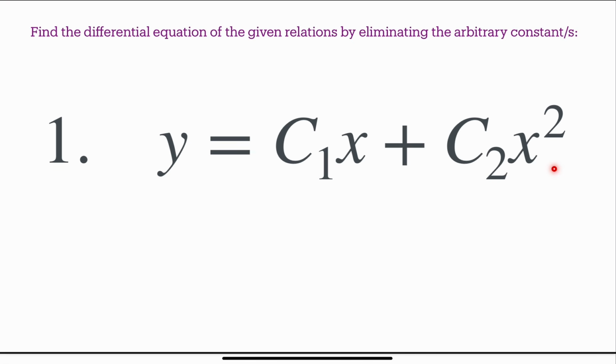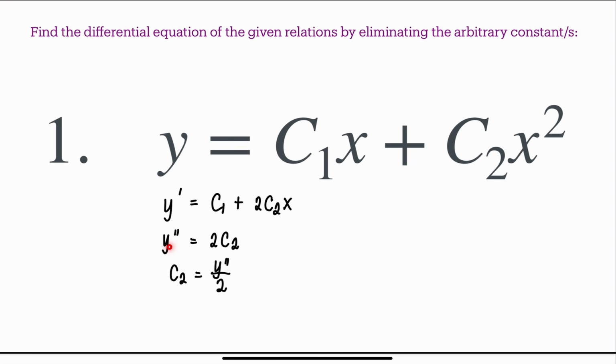So the first thing that we have to do is to determine the number of arbitrary constants. So here we have c sub 1 and c sub 2. We have two arbitrary constants, meaning we have to differentiate twice. So we can just differentiate directly. y prime equals c sub 1 plus 2 c sub 2 x. And differentiating again, y double prime is equal to 2 c sub 2, so c sub 2 can be expressed as y double prime over 2.